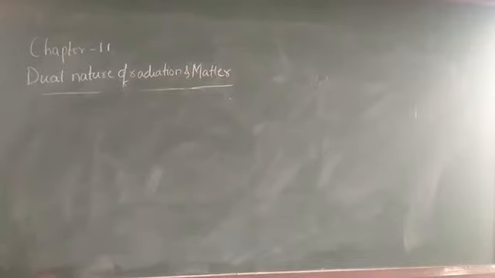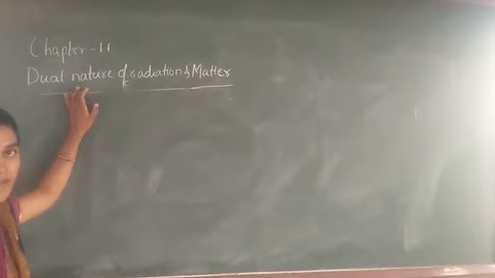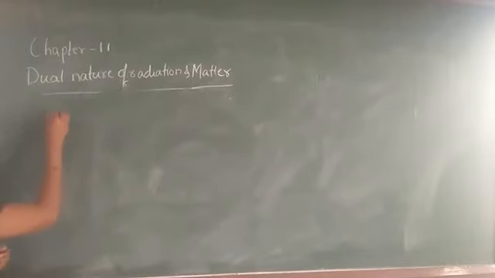Good morning. Today we are starting chapter 11, that is dual nature of radiation and matter. In this, first we have to study the definition of the electron emission.